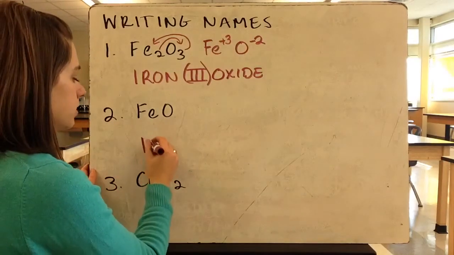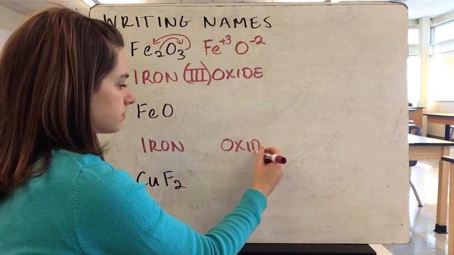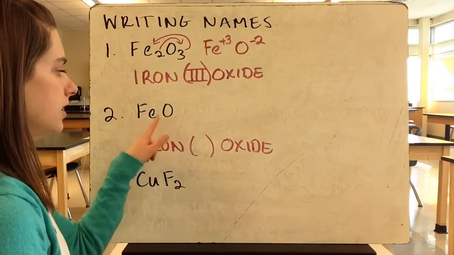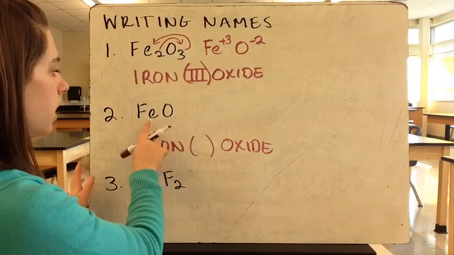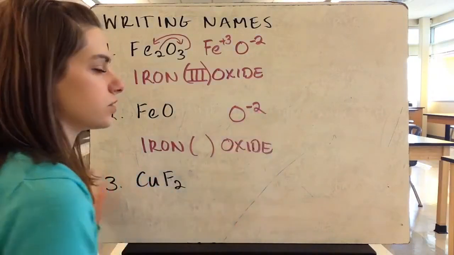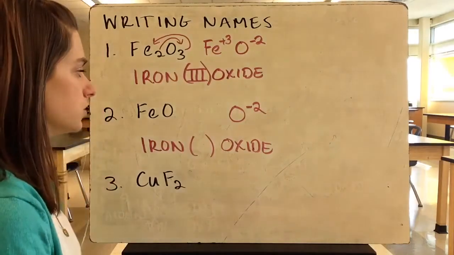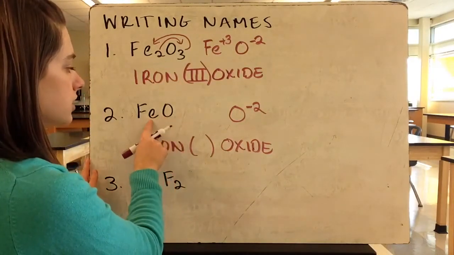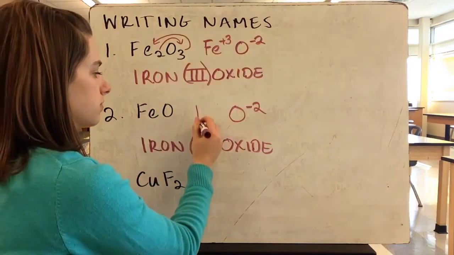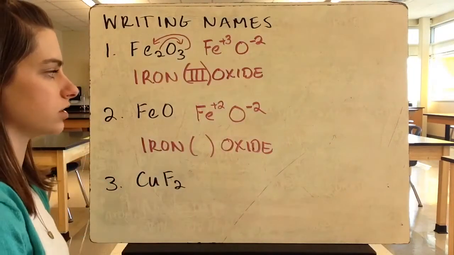So we're still with iron and oxygen, so it's still going to be oxide. But we have a different formula this time, so we have to figure out what that charge is on iron. Well, we don't know the charge on iron, but we do know the charge on oxygen. Oxygen has a -2 charge because of its location on the periodic table. In order for our charges to balance between the iron and the oxygen, we have 1 iron and 1 oxygen. That means our iron must have a +2 charge.